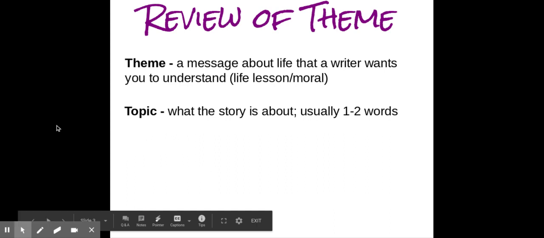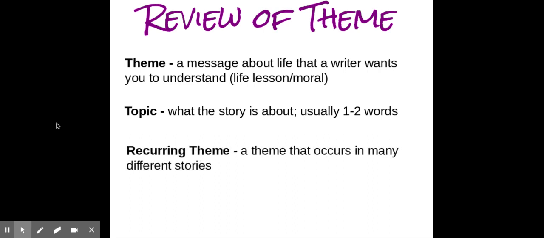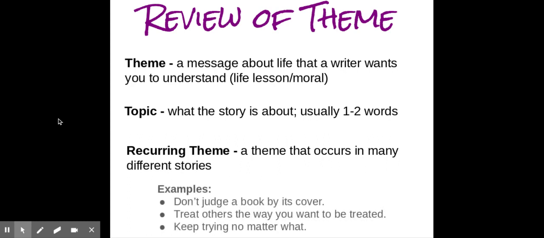Now, we're going to look at some recurring themes as well. A recurring theme means a theme that usually occurs in many different stories. Those just keep popping up in stories that you read. Some examples: don't judge a book by its cover. You'll see that one in many different stories. Treat others the way you want to be treated, or keep trying no matter what. Those are recurring themes or popular themes that you'll see in many different stories or movies.